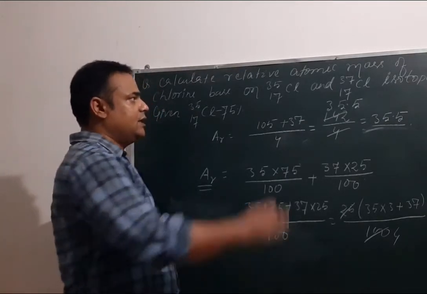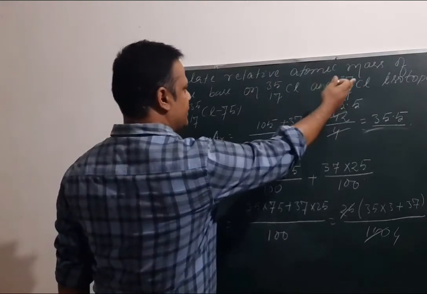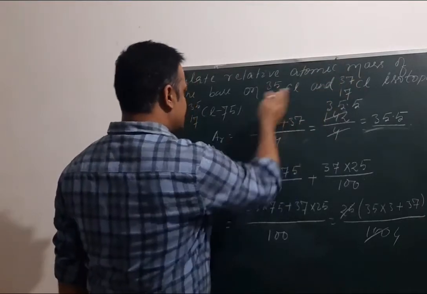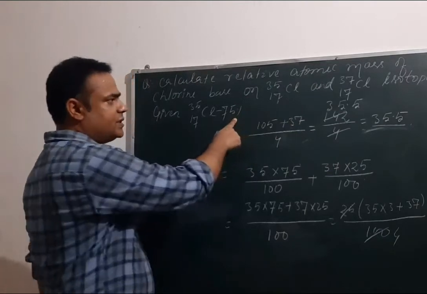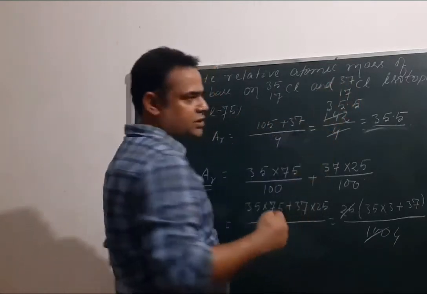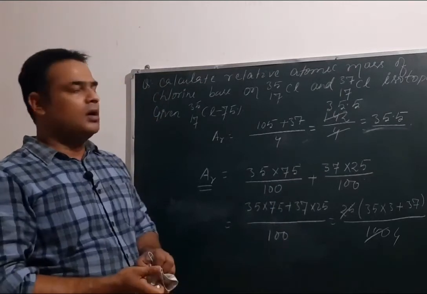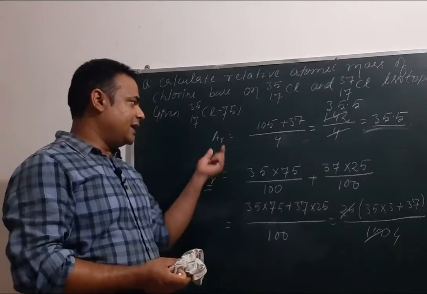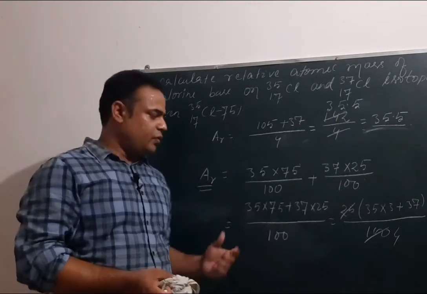In this question we have two isotopes of chlorine, 35/17 Cl and 37/17 Cl, and their percentages are given: 35/17 Cl is 75% and 37/17 Cl is 25%. Using this natural isotopic composition of chlorine, we can determine the relative atomic mass of the element. So I hope you have understood this.